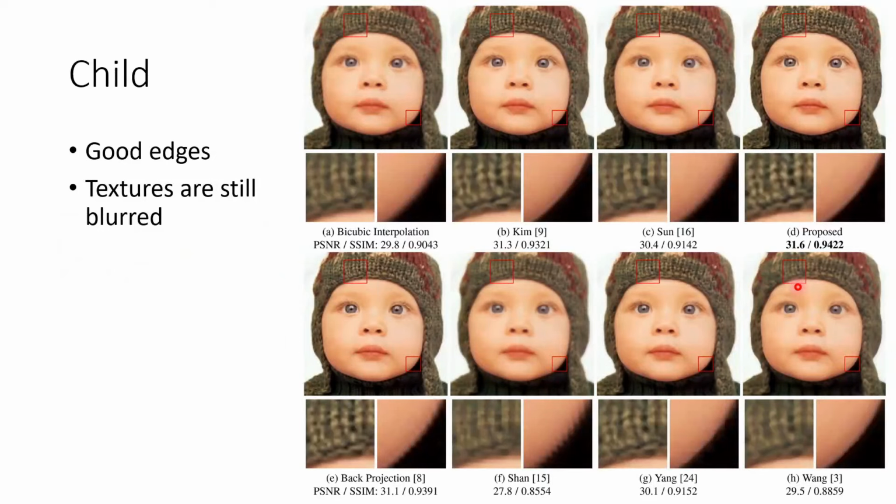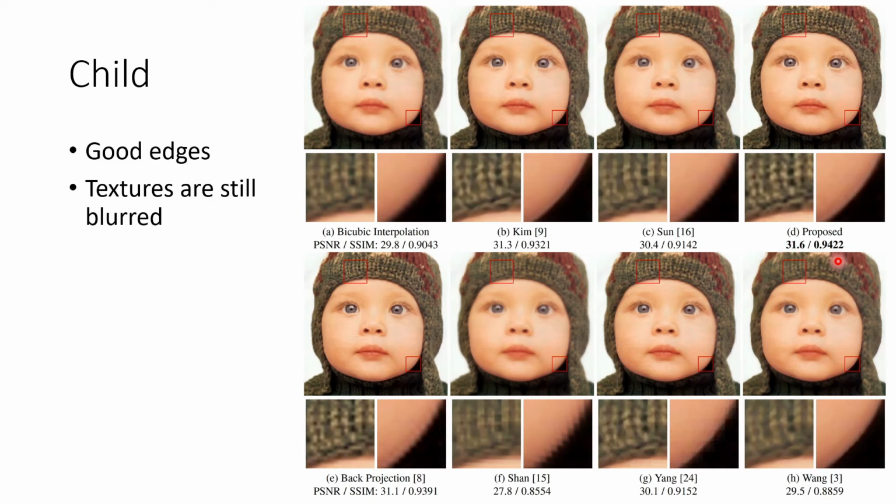So this is the qualitative comparison. This is my method, and this is the bicubic interpolated method. From here, you can see the edge is clearer and sharper. And for the textured regions, it is better than bicubic interpolation and better than some existing methods. The two numbers are PSNR here, 31.6, and SSIM, 0.94. The higher, the better.